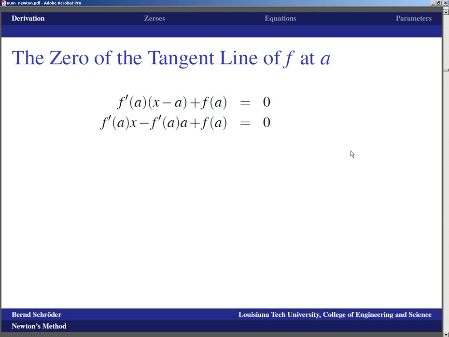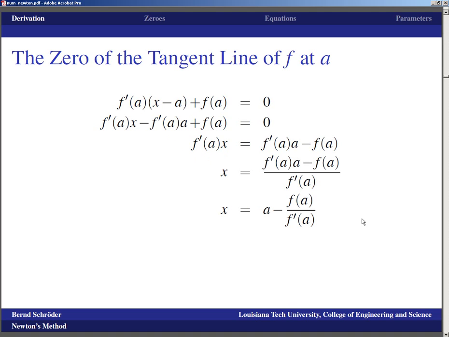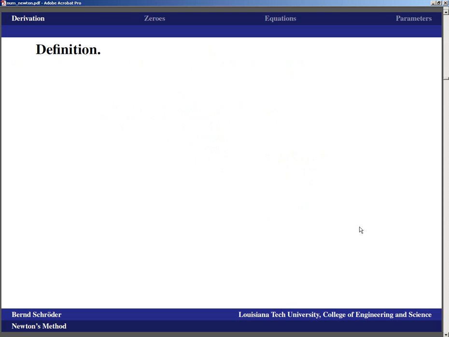Solving this thing for x is routine, right? First we multiply out the parentheses, then we bring everything but the term with x over to the right side, so we get f prime of A times x is equal to f prime of A times A minus f of A, and we divide by f prime of A, and then if we simplify we end up with x being A minus f of A divided by f prime of A.